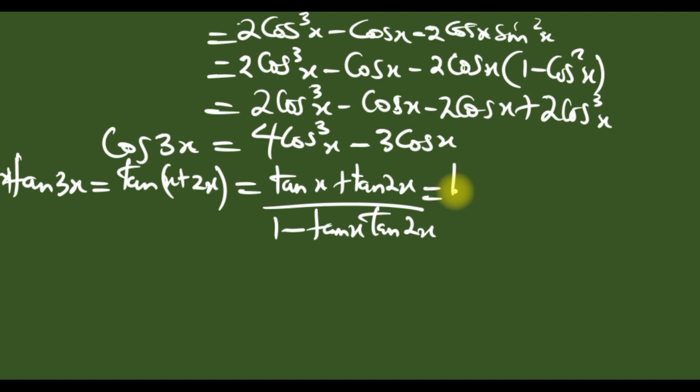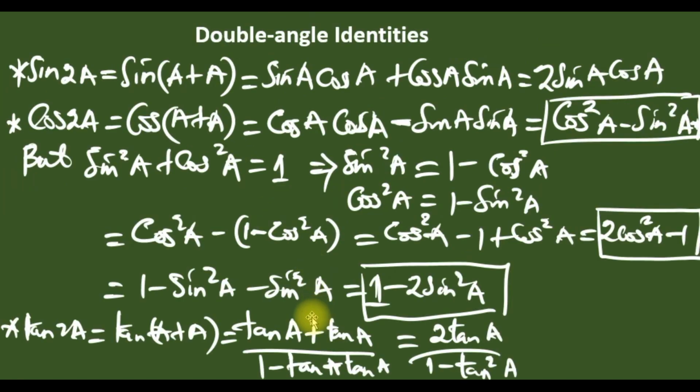So we open up by substituting the value of tan 2x. From our double identity, tan 2x is 2 tan x over 1 minus tan squared x. So that's it from our double identity. Let me show you: tan 2a is 2 tan a over 1 minus tan squared a. So our a here is x, so substitute.